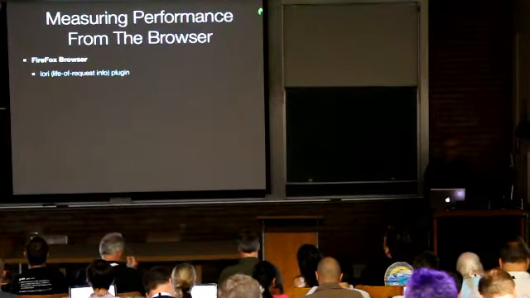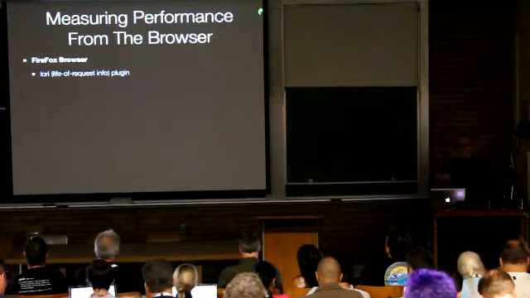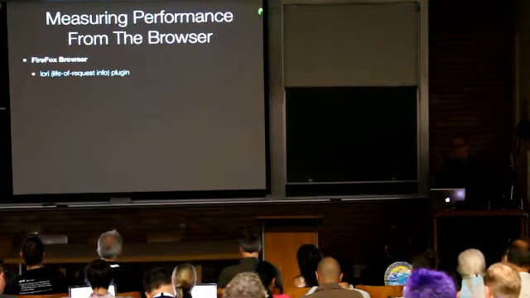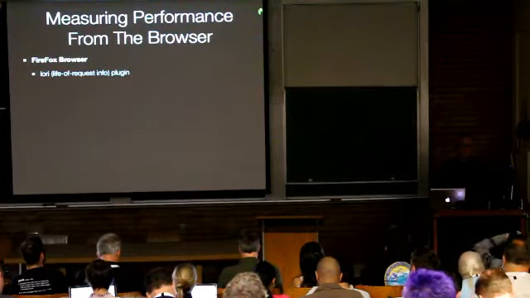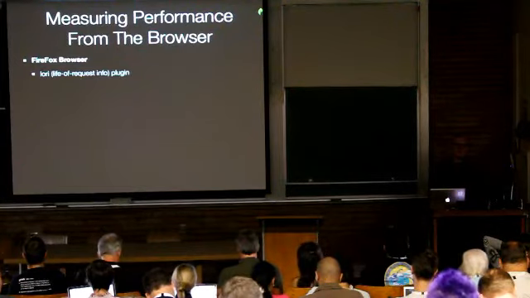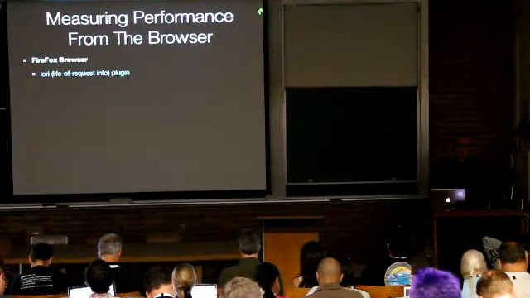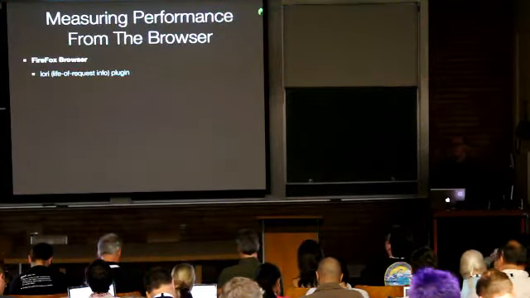One I like to use is called Lori. It's the Life of Request Info plugin. It will display at the footer of the page, a little status bar at the bottom, how long it took for your server to respond, how long it took for the files to be delivered, and how many requests were made. So a request isn't a page. A request is how many times things had to be downloaded from the server.